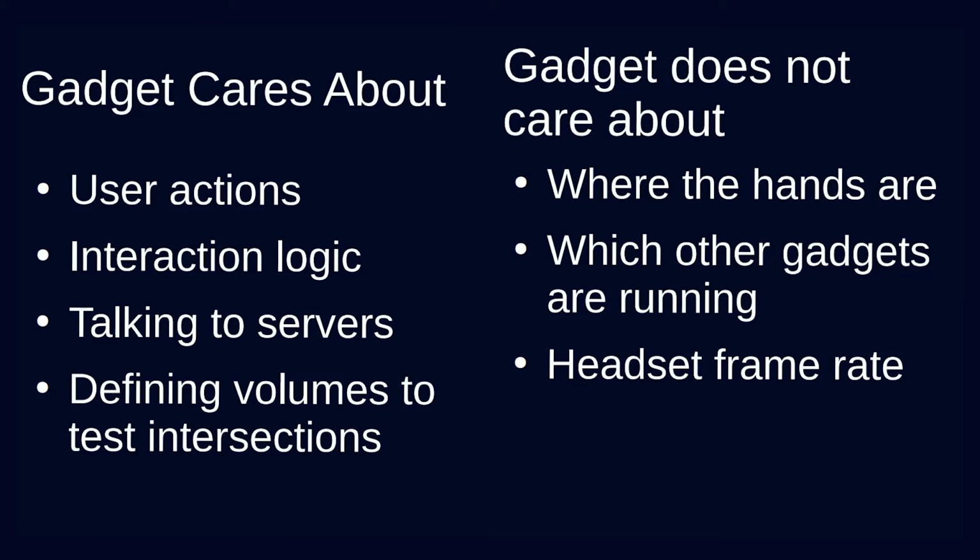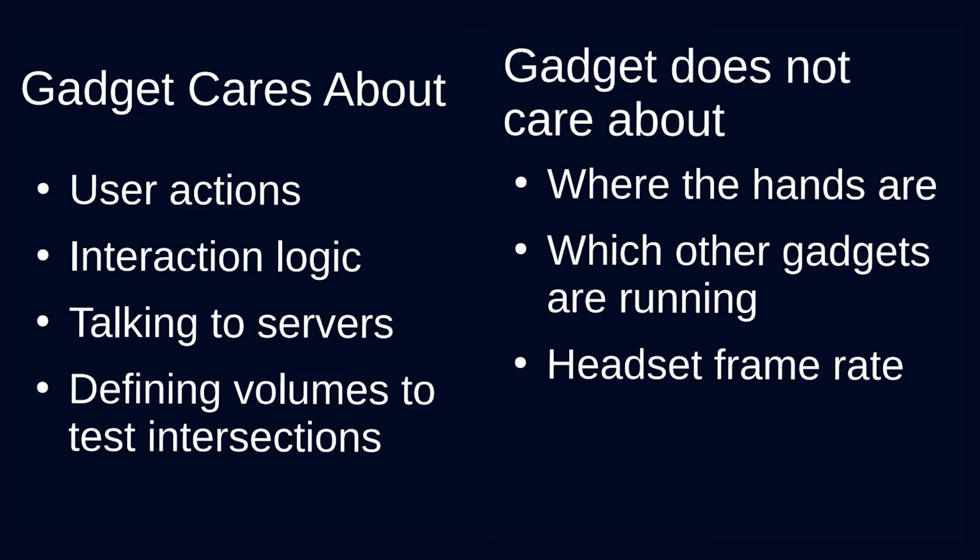They also tend to not know anything about what frame rate the headset is running at. If the headset is running at 90 Hz or 120 Hz, 140 Hz, 72 Hz, whatever, the gadgets are not going to run code at that frame rate, so they don't really care either when a frame is being generated or what the frame rate is.